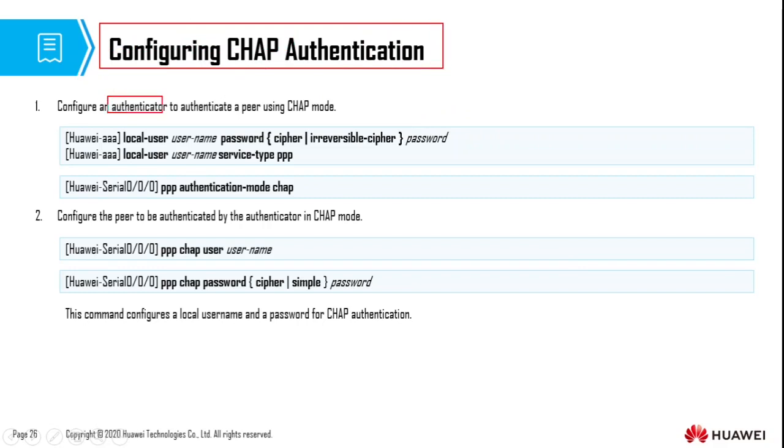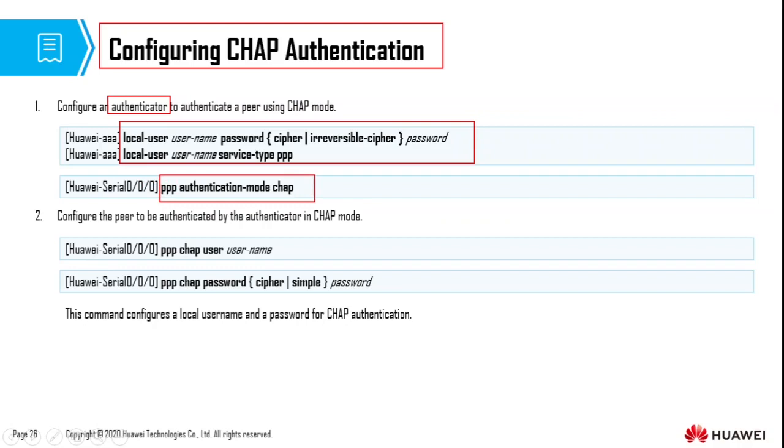Then CHAP authentication is almost similar. On the authenticator, you create a user and enable the PPP service type. Then on the interface, you use the command ppp authentication mode CHAP. After you've done that, you can configure the peer. For the peer, you go to the serial interface and use the command ppp chap user, then you specify the username, and ppp chap password cipher, you specify the password. So that's how you configure CHAP.